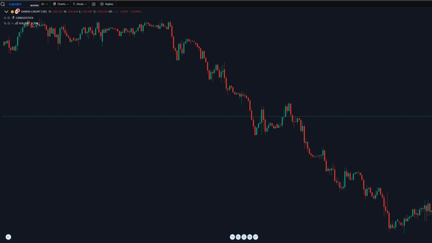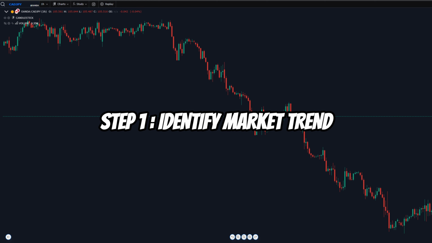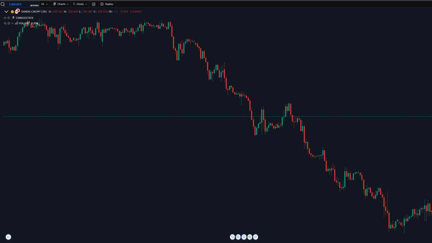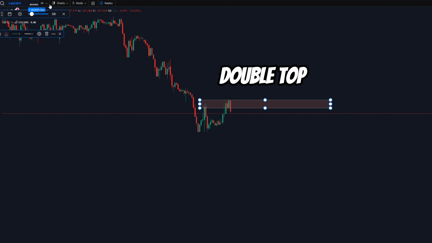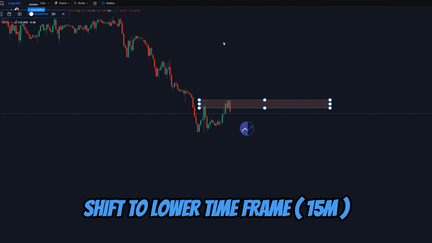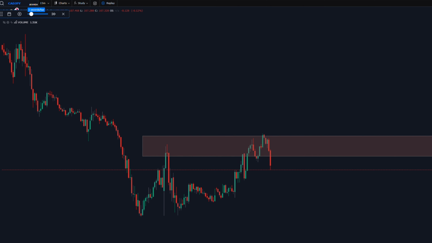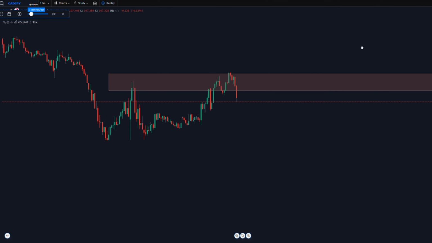We are looking at the Canadian dollar against the Japanese yen chart. Remember the first step, that is to identify the trend. Since the trend here is a downtrend, we will look for short entries. And step 2, identifying the pattern. Over here we can clearly see the double top is getting ready. So shift to a lower time frame, say 15 minutes. In 15 minutes you can see that we have price reversing from here, so we draw a support zone and wait for it to break to enter.